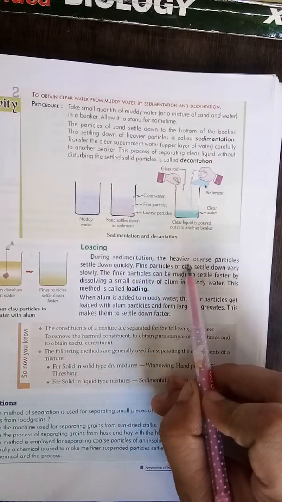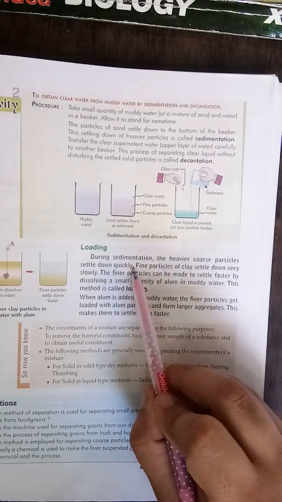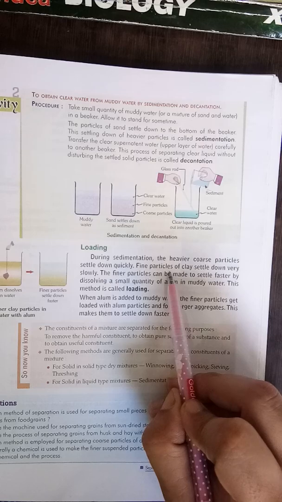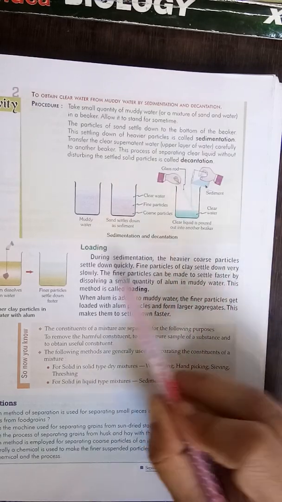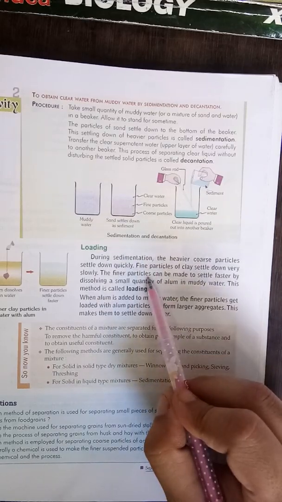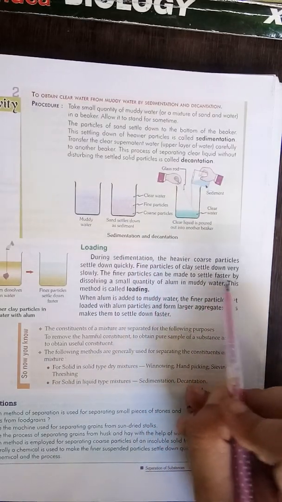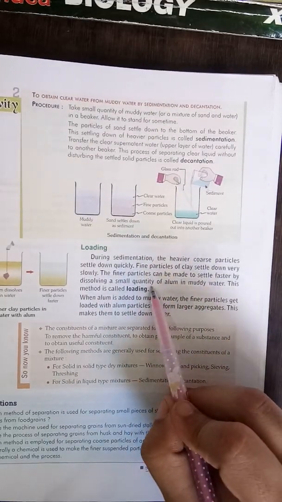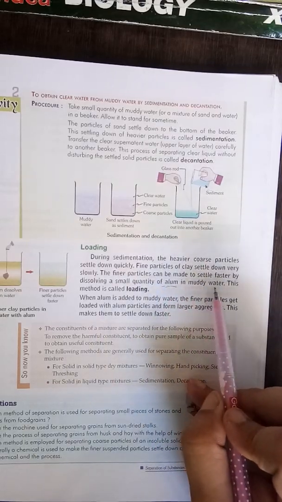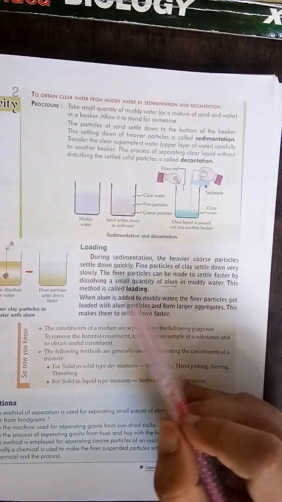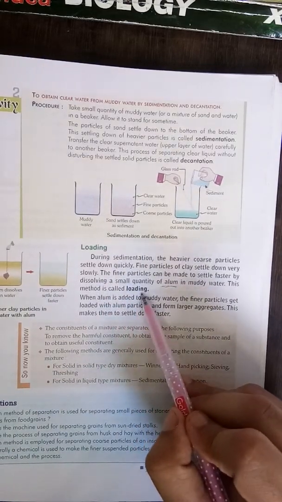the heavier coarse particles easily settle down, but the finer particles, which are lighter in weight, like clay, settle down very slowly. So the finer particles are made to settle faster by dissolving a small quantity of alum in muddy water. Okay, this method is called loading.